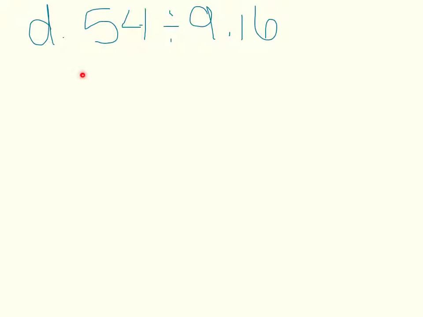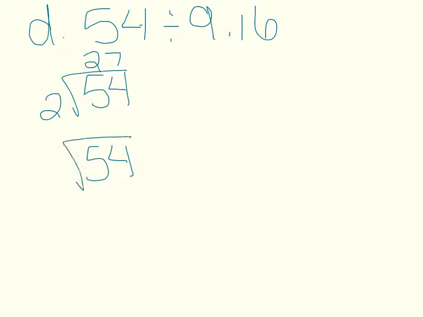Let's try 54 divided by 2. This gives us 27. 27 is a little too high when we're looking for something that's close to 9.16. So let's continue down. Next, let's try 54 divided by 9. Well, 54 divided by 9 gives us 6.